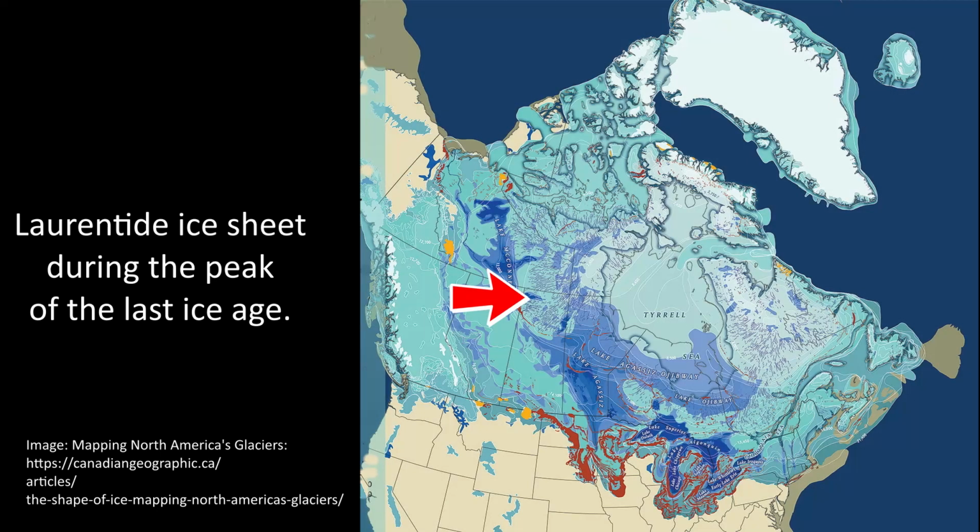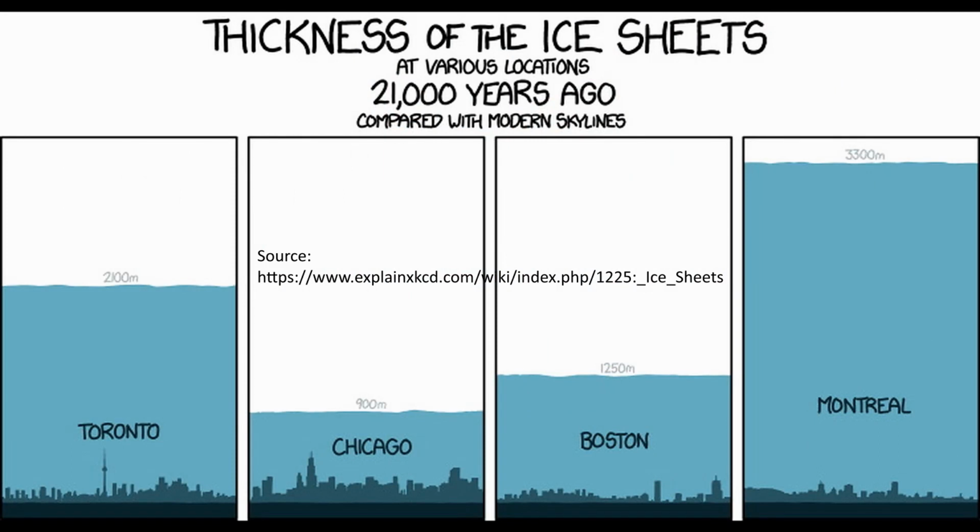At its peak, the Laurentide ice sheet covered all of Ontario and extended into the northern United States, as shown on this image. The ice sheet was very thick in places. This cartoon shows estimated ice thicknesses of the Laurentide ice sheet at the peak of the Ice Age about 21,000 years ago. The ice sheet was up to 3 kilometers thick, for example, over the city of Montreal. That's a lot of ice.